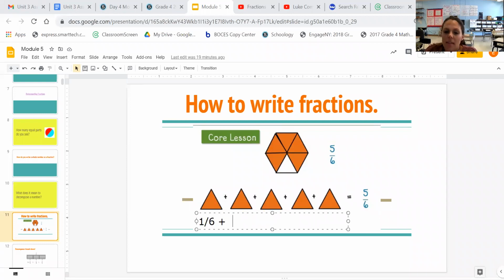So I know that if I had 1/6 and I added 1/6 and I added 1/6 and I added 1/6 and I added 1/6, those are my unit fractions, it would equal 5/6. And we showed that here with this picture. Notice that all the pieces are the same. They're all equal, okay? So I broke it apart, or I decomposed it using a unit fraction, okay?